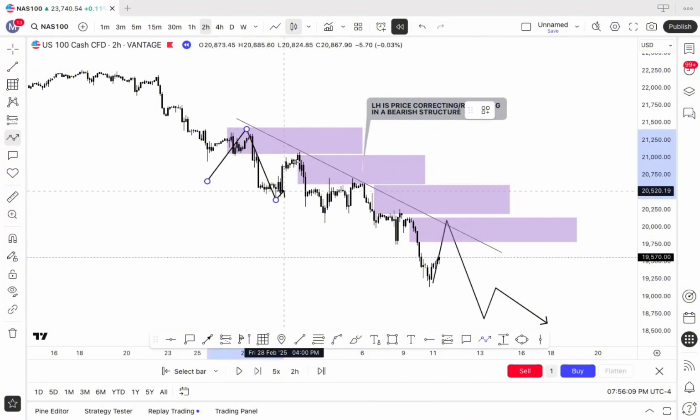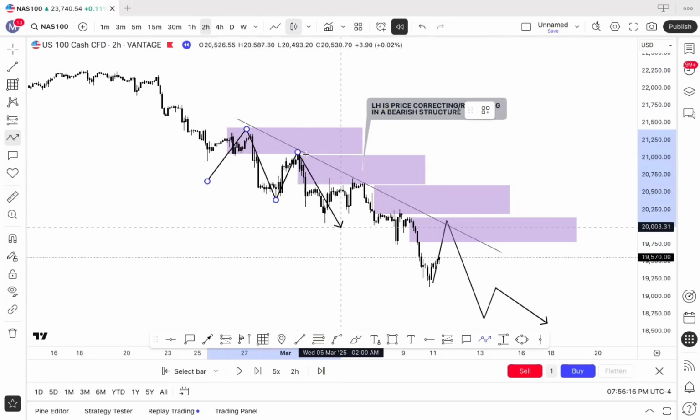We have to eventually come back up to create some type of structure. So a lower high to then continue pushing down. I would love for price to just go straight to your target area, but price has to correct. That is how structure is formed.